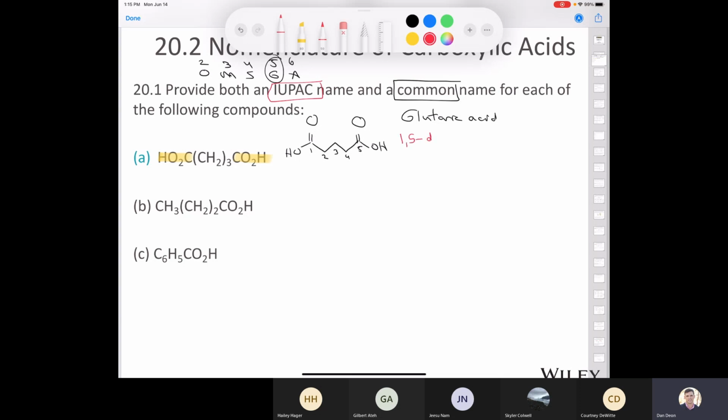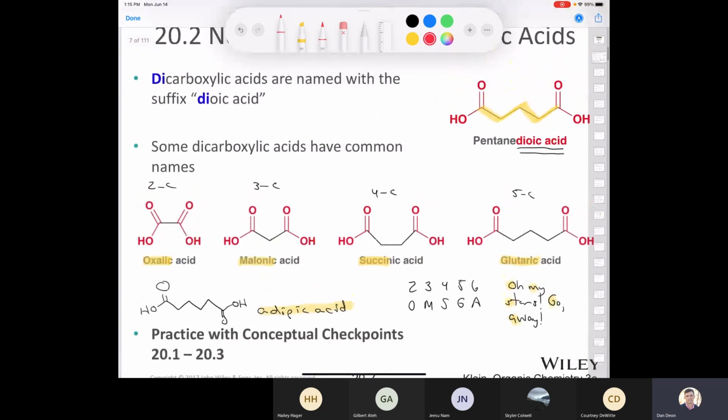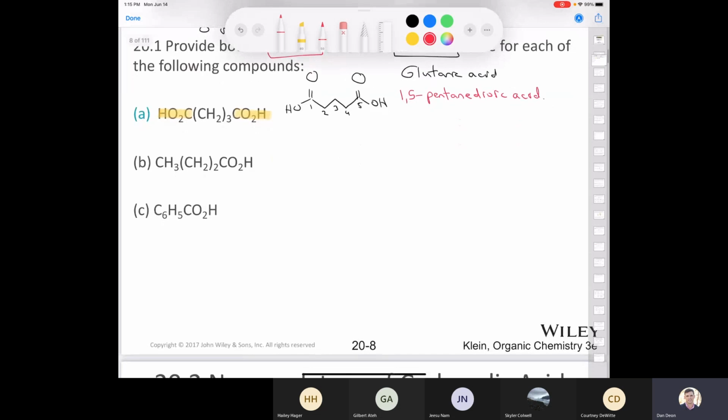1,5-pentane dioic acid, like that. That's something I should point out on the last slide. They left that out here. This should say 1,5-pentane dioic acid. Anyhow, let's get back into it here.